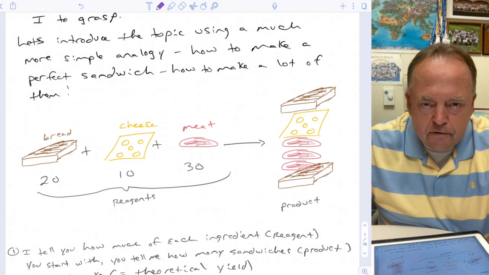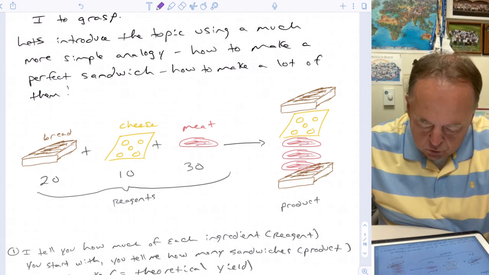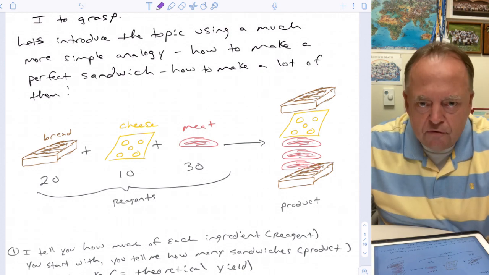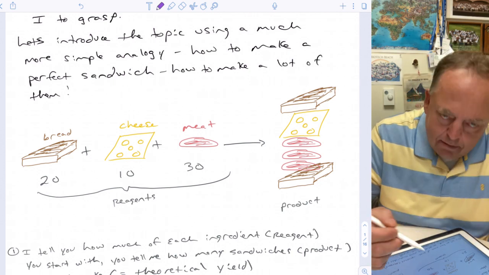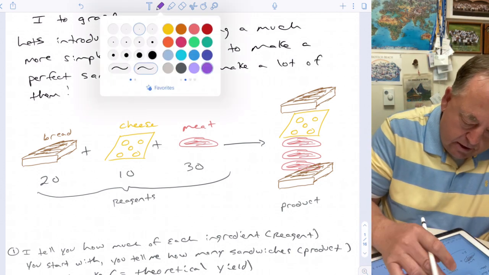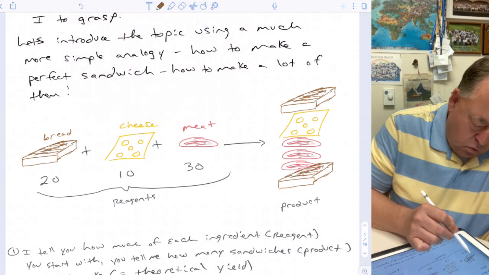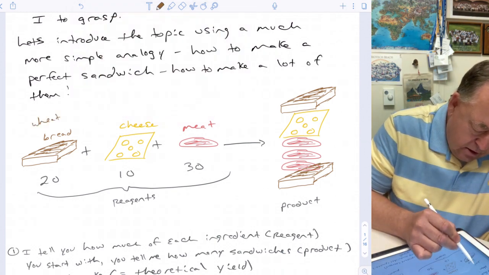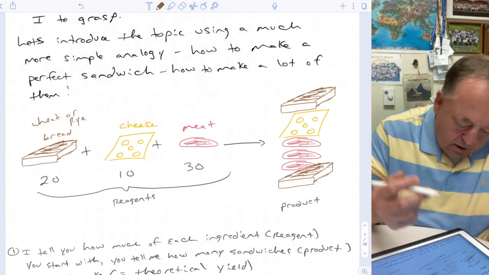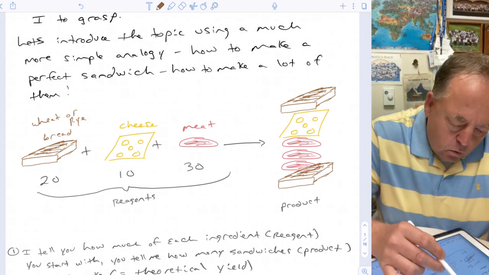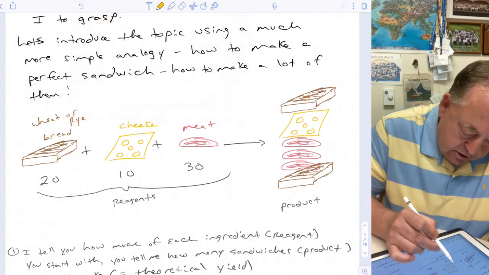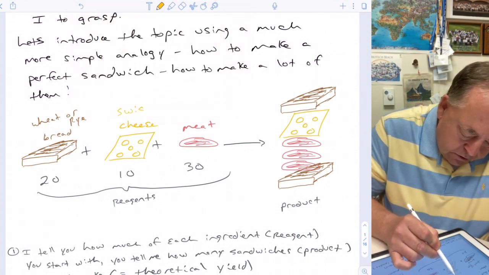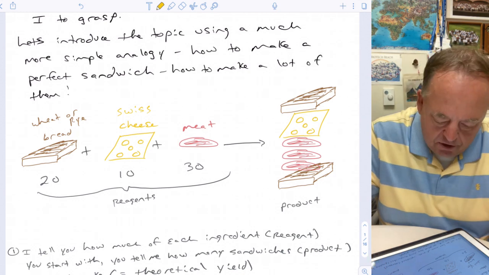How to make the perfect sandwich, and how to make a lot of them. Not just one sandwich, but maybe you want to make sandwiches for a party, right? Okay, so we've got some bread. What kind of bread? Maybe wheat or rye bread. What kind of cheese? Well, it's got holes in it, so this is going to be Swiss cheese that we're using to try to distinguish between everything.